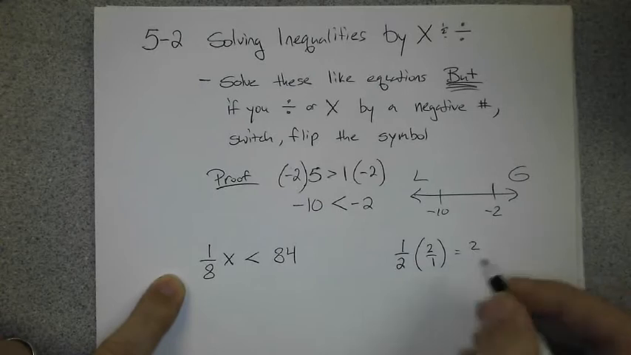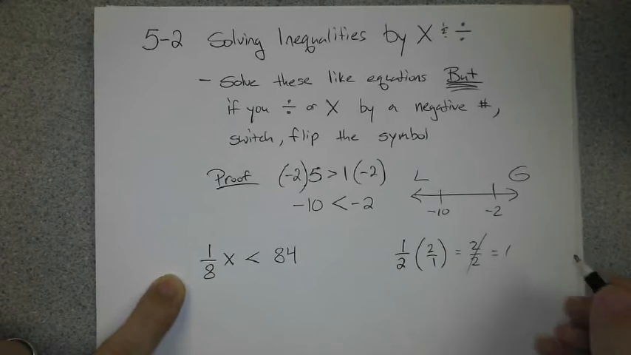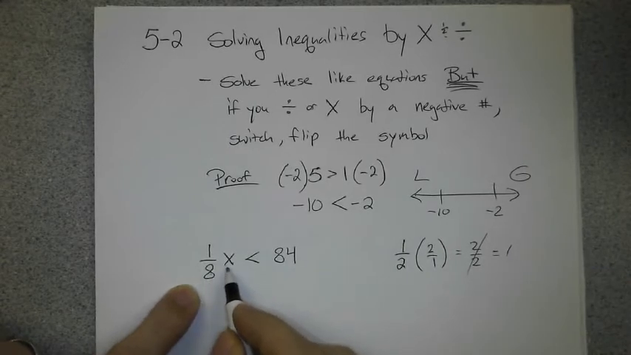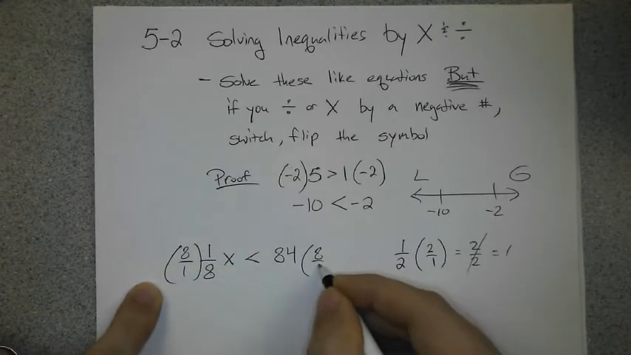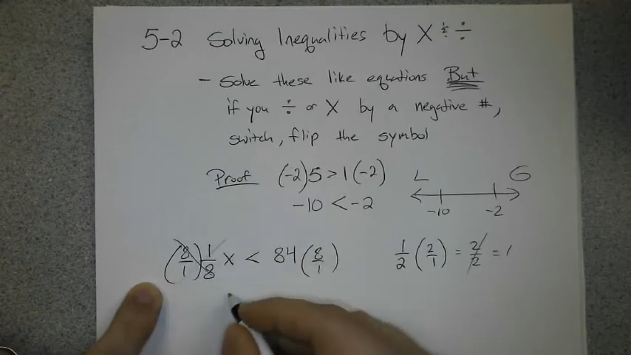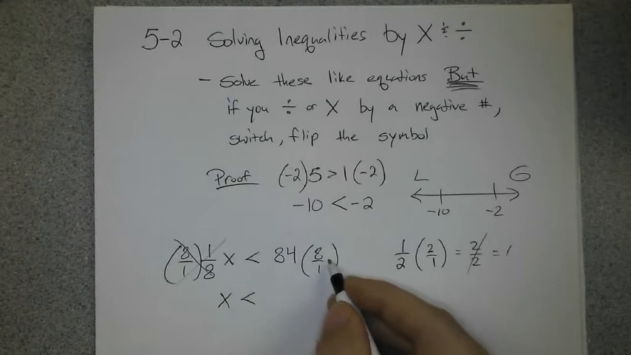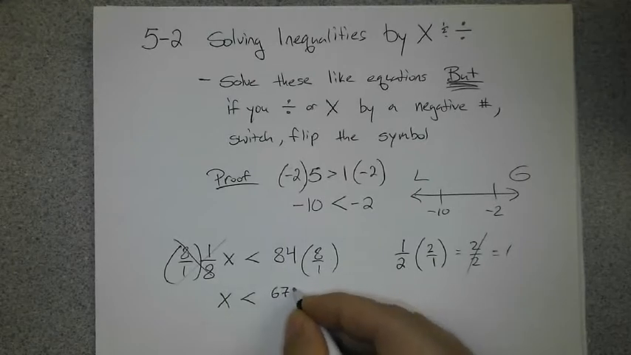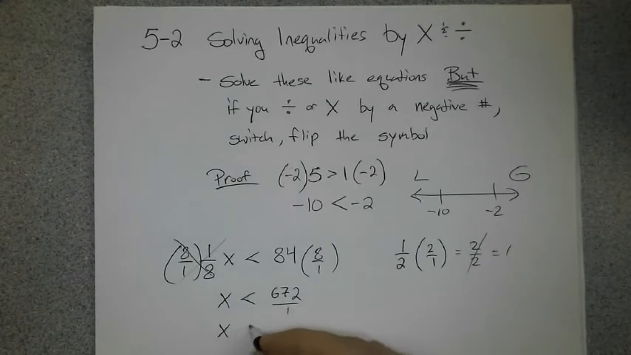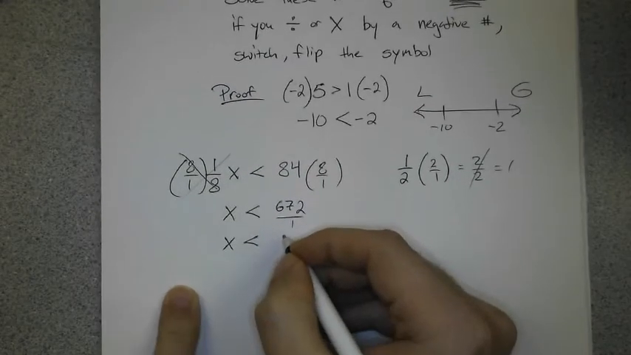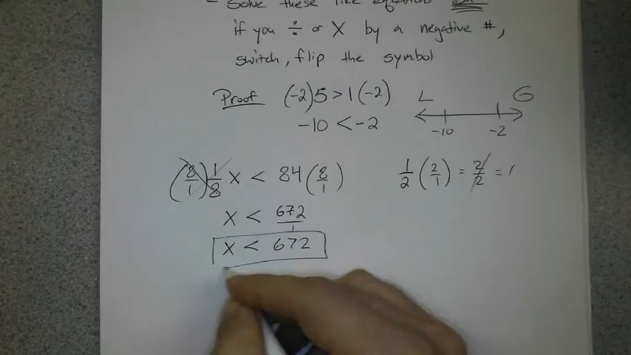When you do that, it basically makes it cancel out. 1 times 2, 2. 2 times 1, 2. Anytime you have the same number on top and bottom, it cancels, it equals 1. So see how this is 1/8 x? All I'm going to do is multiply this by the reciprocal, which is 8 over 1. I'm going to do that on both sides. That cancels and dies. I get x. On this side, I have 84 times 8, which is 672. It's over 1, and anything divided by 1 is itself, so I can just say x is less than 672, and that would be my answer.